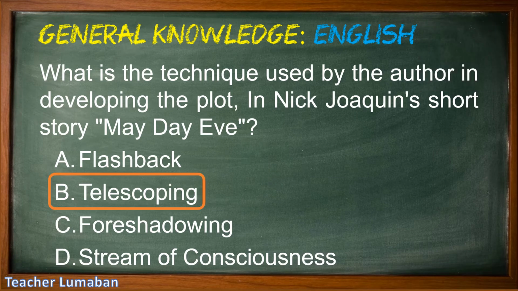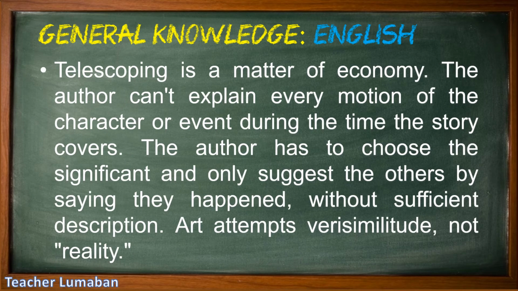Telescoping. Telescoping is a matter of economy. The author can't explain every motion of the character or event during the time the story covers. The author has to choose the significant and only suggest the others by saying they happened, without sufficient description. Art attempts verisimilitude, not reality.